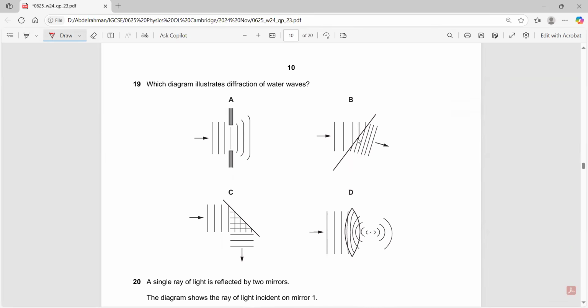Which diagram illustrates diffraction? Diffraction is A. Quite simply.